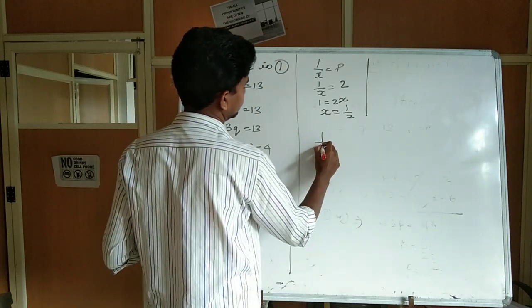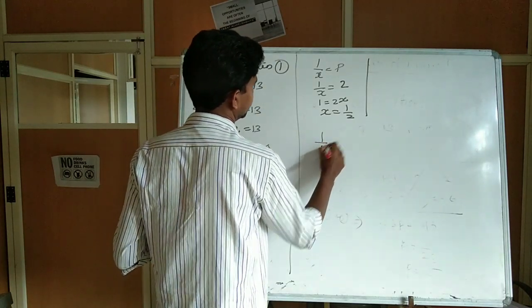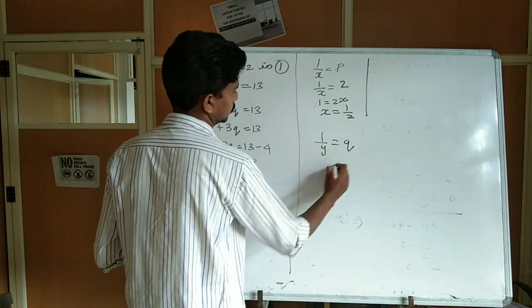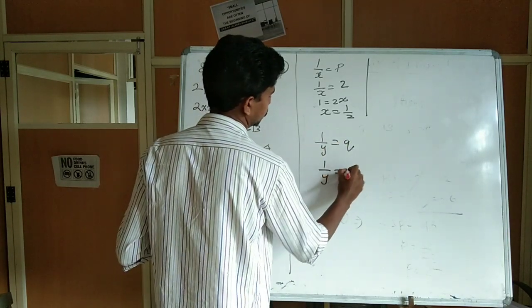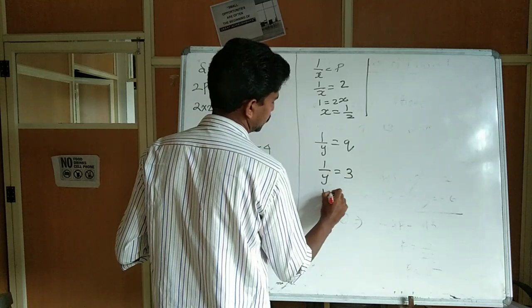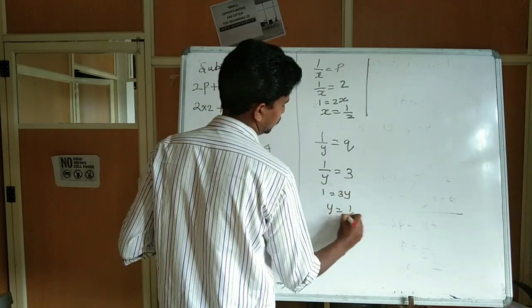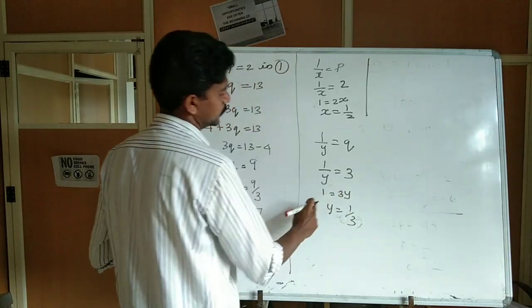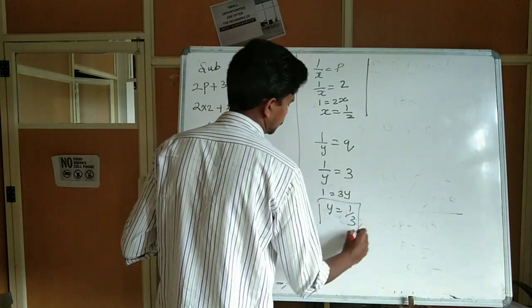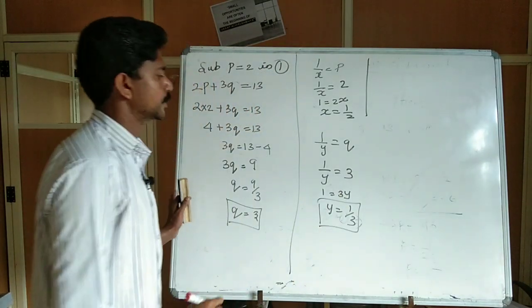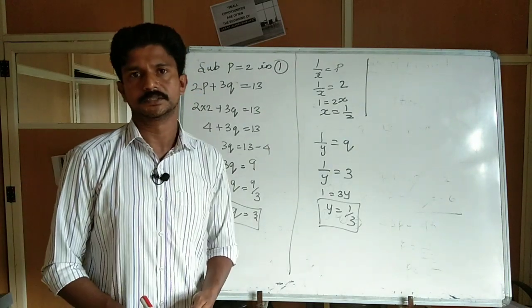Same way, 1 by y is equal to q. q value is 3. So 1 by y is equal to 3. 1 is equal to 3y. So y is equal to 1 by 3. So x value is 1 by 2, y value is 1 by 3.